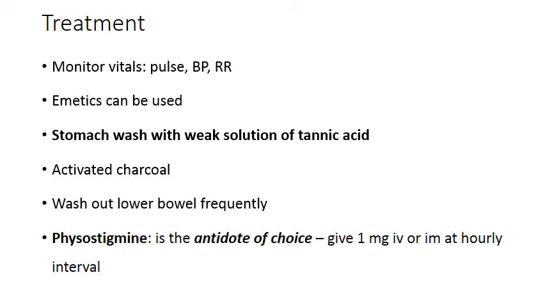Then you can also give activated charcoal for the adsorption of the unabsorbed poisons, whatever remnants or the seed parts or the plant parts are present within the stomach. Such things can be adsorbed by the use of activated charcoal. You can also have the lower bowel washed frequently to remove the poisonous material. And remember, once again I tell you that physostigmine is the antidote of choice, which is given 1 milligram IV or IM at hourly interval.